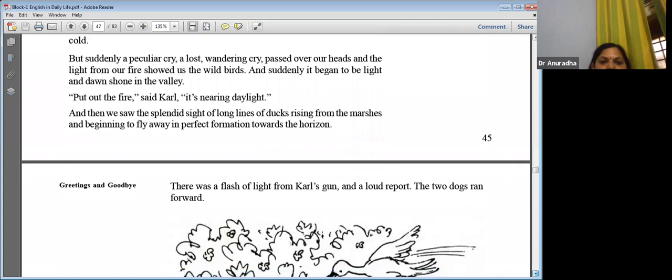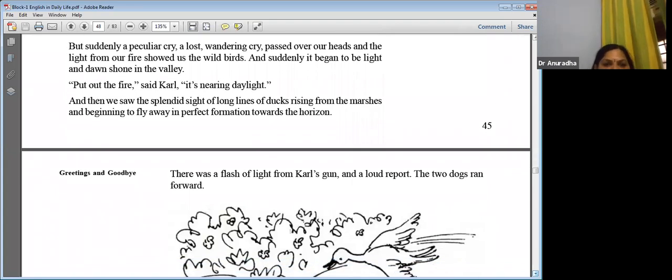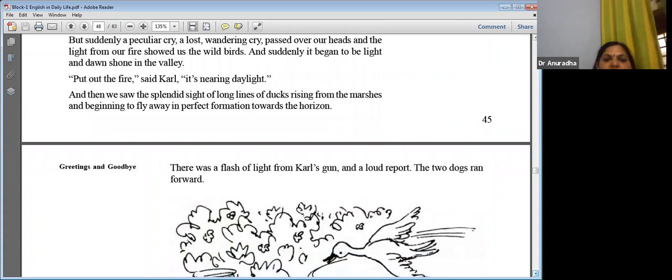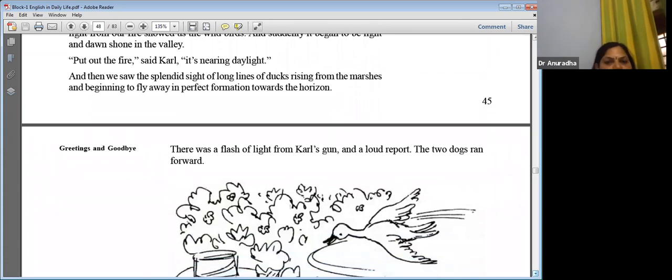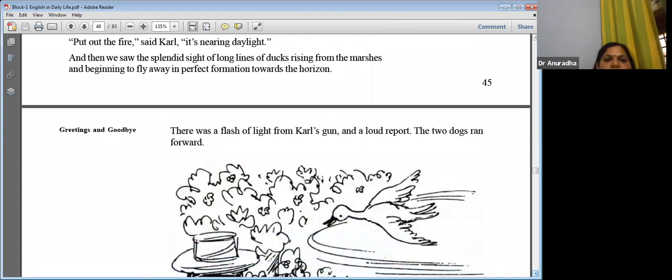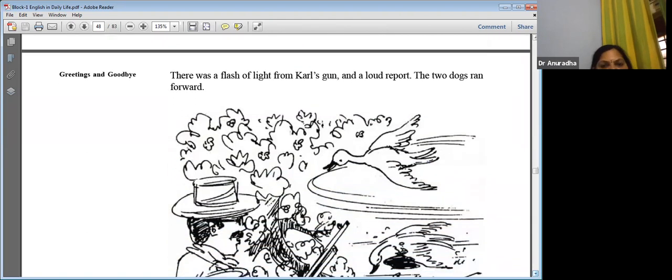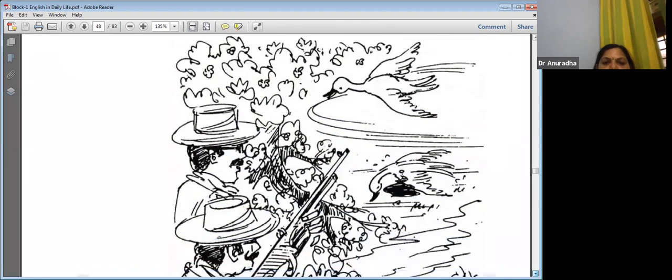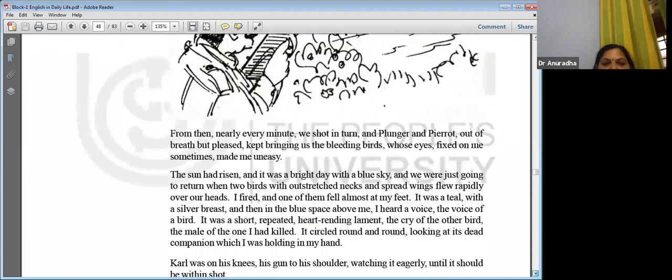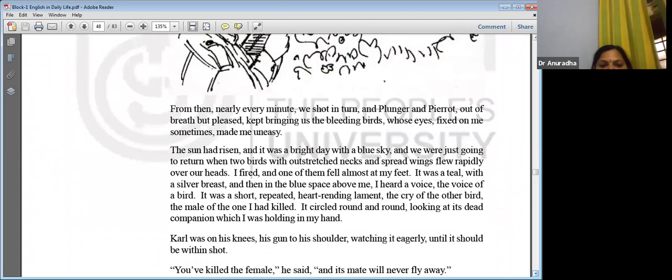"Put out the fire," said Karl, "it's nearing daylight." And then we saw the splendid sight of long lines of ducks rising from the marshes and beginning to fly away in perfect formations towards the horizon. There was a flash of light from Karl's gun and a loud report. The two dogs ran forward. From then, nearly every minute we heard shooting.